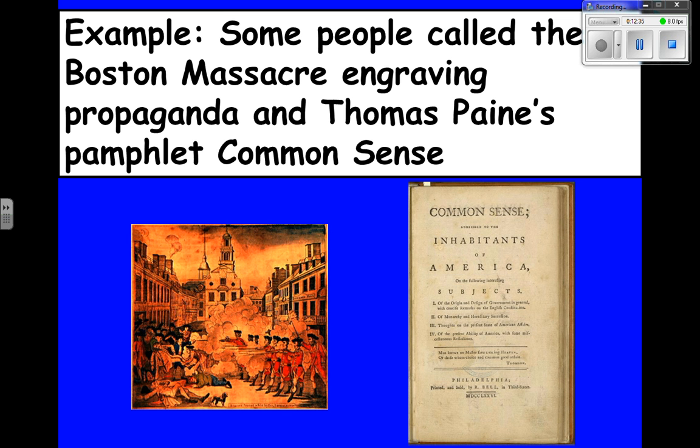Well, some examples. Some people call the Boston Massacre engraving propaganda. Thomas Paine's pamphlet, Common Sense, propaganda. You know, they look at the Boston Massacre, and yes, it's tragic. Five people died. But the visual context of the engraving done by Paul Revere, and the colonial newspapers with a heading of massacre, had a tremendous effect on the people.